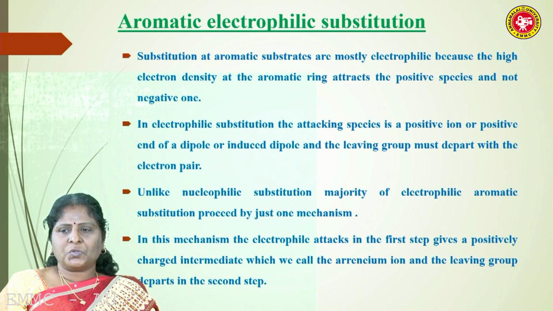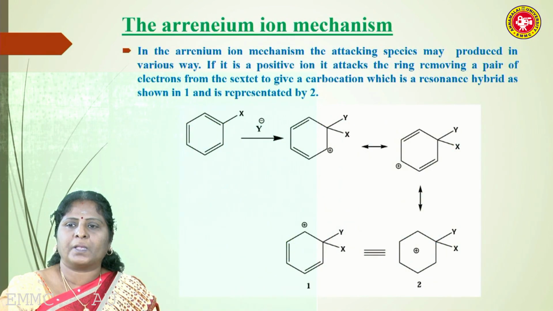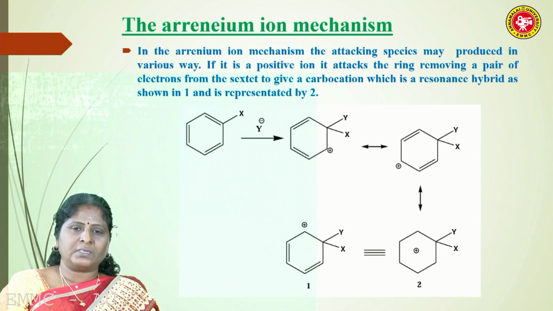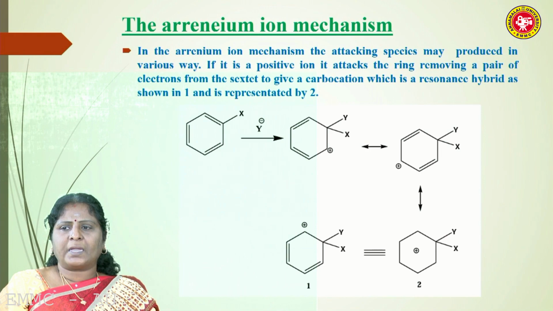Unlike nucleophilic substitution, the majority of electrophilic aromatic substitution proceeds by just one mechanism. In this mechanism, the electrophilic attack in the first step gives a positively charged intermediate, which we often call the arenium ion intermediate, then the leaving group departs. That is in the second step, the arenium ion mechanism. Almost all the electrophilic substitution reactions occur via only one intermediate, that is the arenium ion intermediate. In the arenium ion mechanism, the attacking species may be produced in various ways.